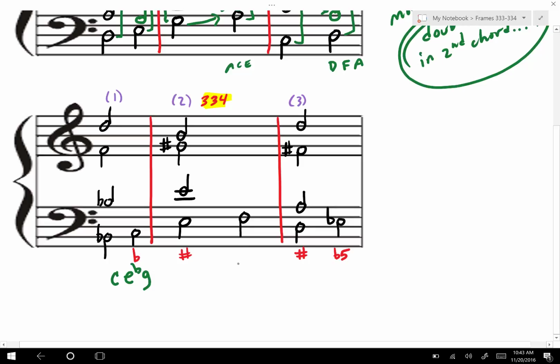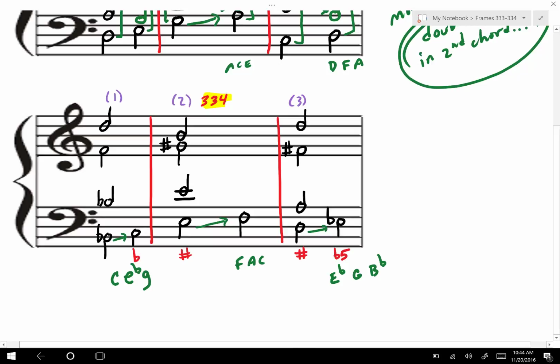In the second measure, we need to build an F, A, C, and in the third measure, we need to build an E flat, G, B, but notice we have a flat 5, so I have to make sure it's E flat, G, B flat. Once we've done that, let's realize the movement of the bass.